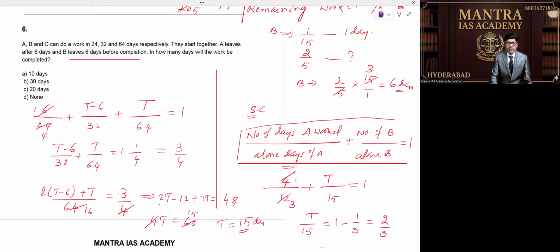If you do it in the general method, it takes a lot of time. That's the reason the option is, yes, we have 15 days. Do we have that option in this case?